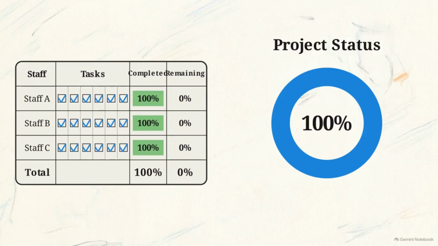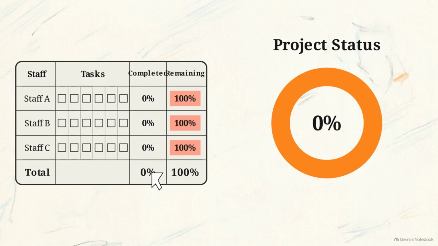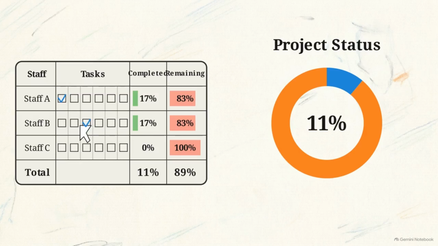Status. To test the system's baseline, uncheck every box on the board. The completed column drops to 0, the red remaining bars fill their cells, and the donut chart resets to a solid red 0% state. Now click randomly through the task list. As checkboxes register as true, the embedded formulas instantly recalculate. The cell bars shift, and the central donut chart updates in perfect synchronization.